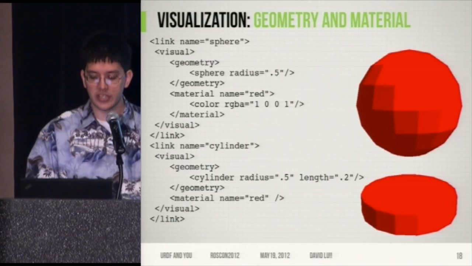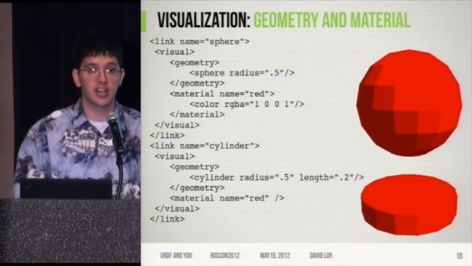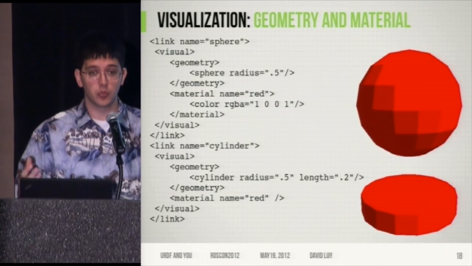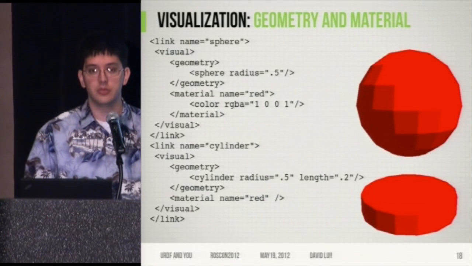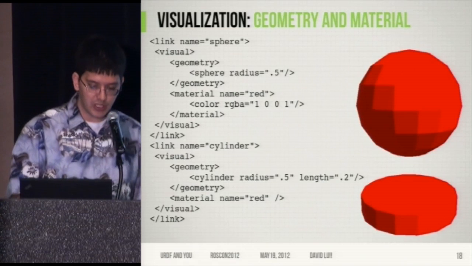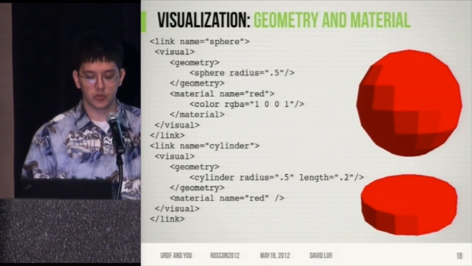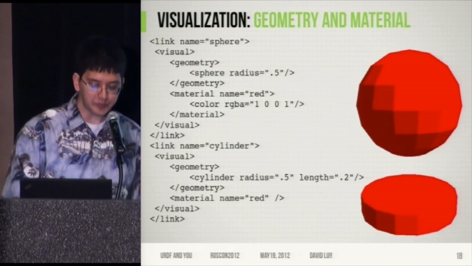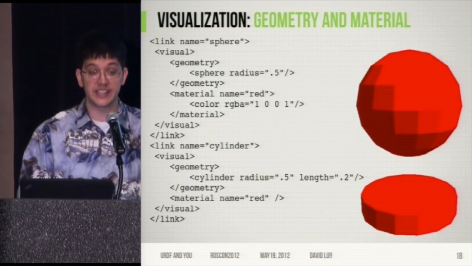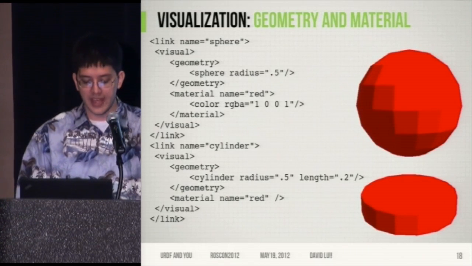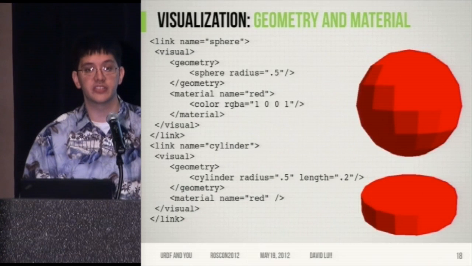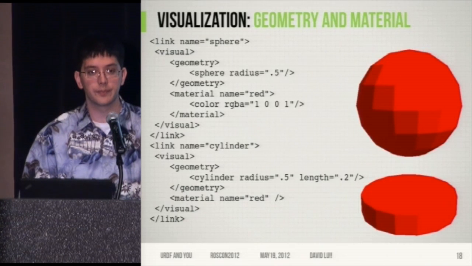With things like geometry, we can specify primitive 3D shapes like a sphere with a radius of 0.5, as you can see here. And then we can also specify materials, what we want the shape to look like. Here we're specifying a color named red that uses the RGBA values 1, 0, 0, 1. Similarly, we can also make a cylinder like you see on the bottom. And then since we already defined the red material up above, we can just refer to it by its name as you see on the bottom there.